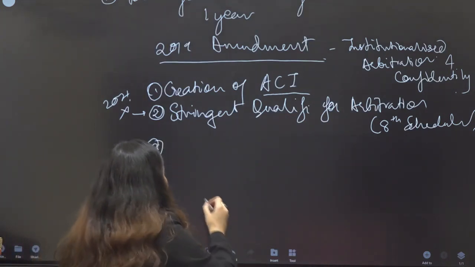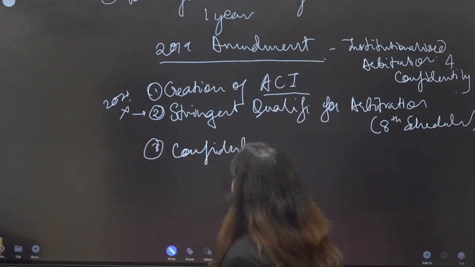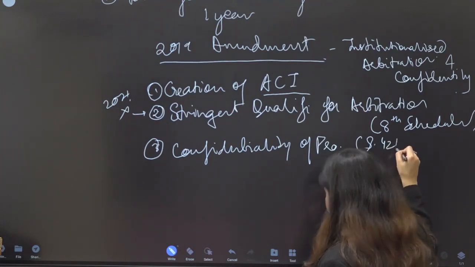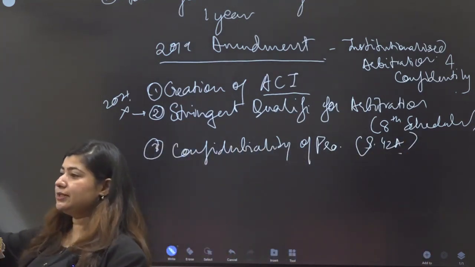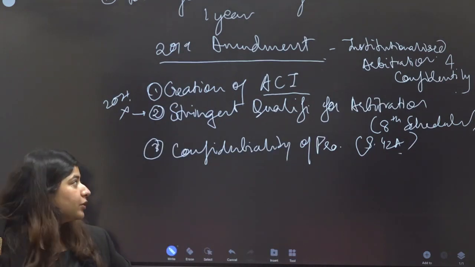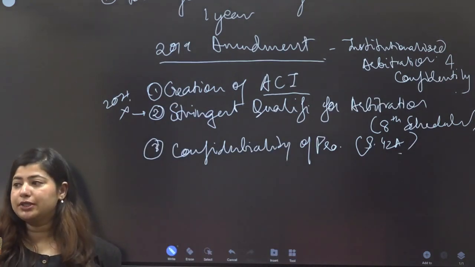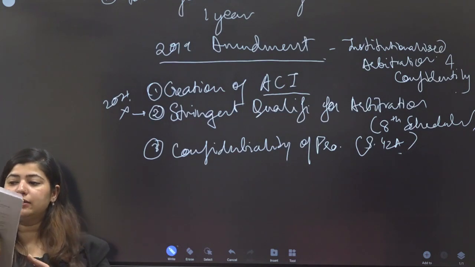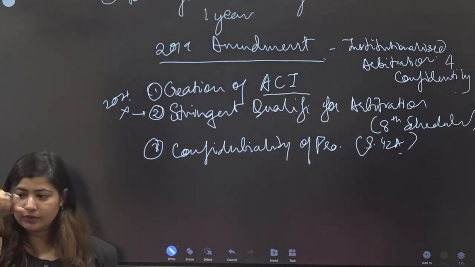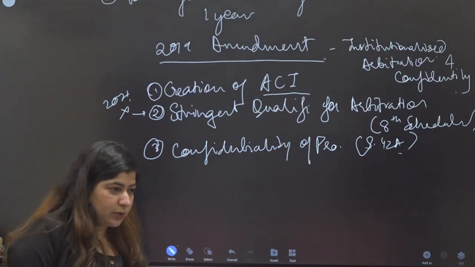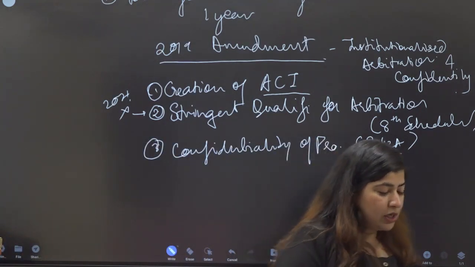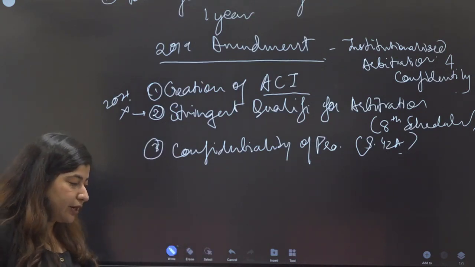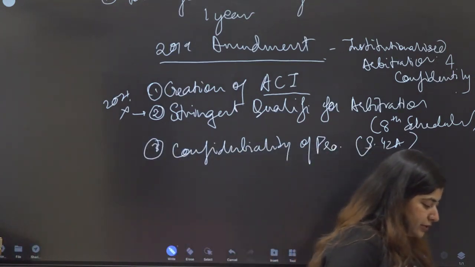Okay, third is confidentiality of proceedings, and this is in your section number 42A. All arbitration proceedings are to be kept confidential. In this point you can write: all arbitration proceedings are to be kept confidential except the final award, if required to be disclosed for enforcement.